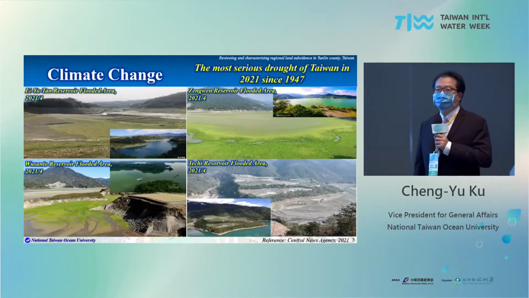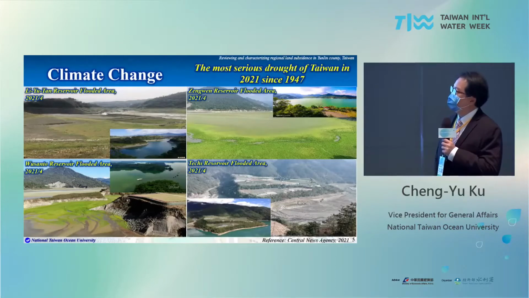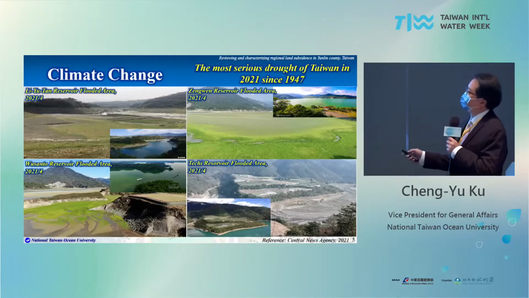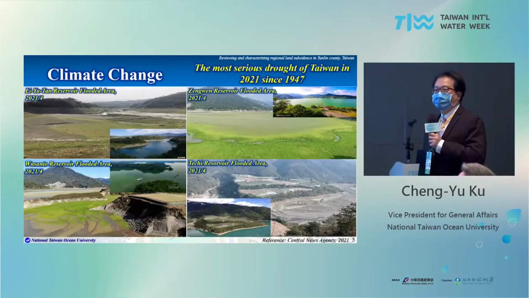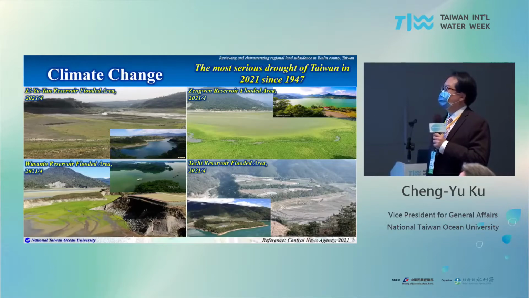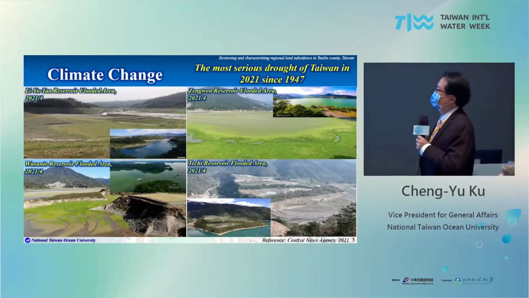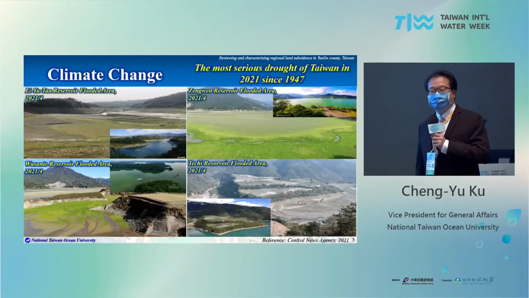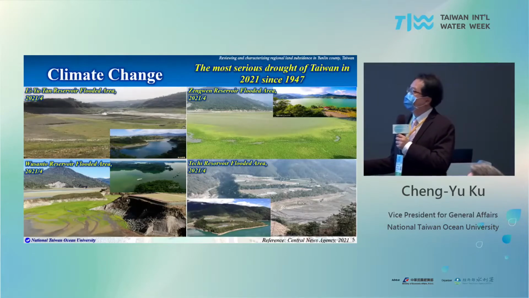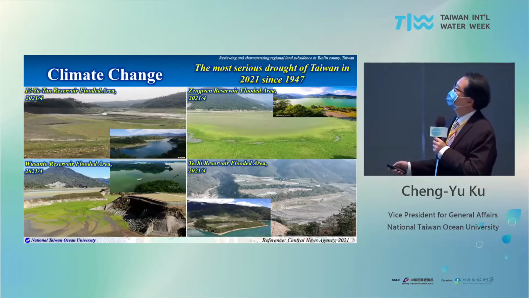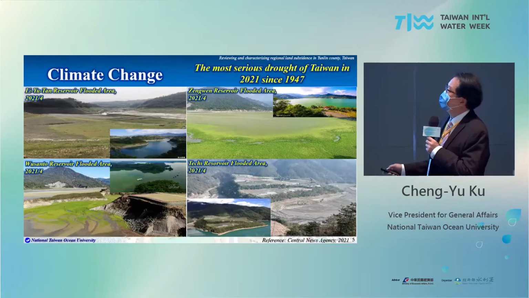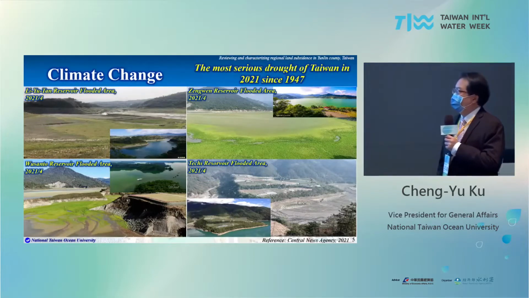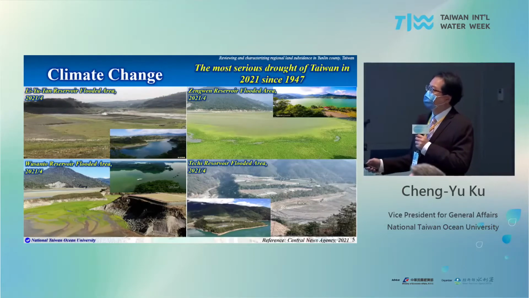As you can see, this is the most serious drought of Taiwan this year. I think the people, my friends in WRA, they should know this is the most serious drought in the past 60 years. For example, this picture demonstrates the Wusantou Reservoir, and here is Zhenwen Reservoir, and here is Deji Reservoir. I believe most of us used to visit this area before.